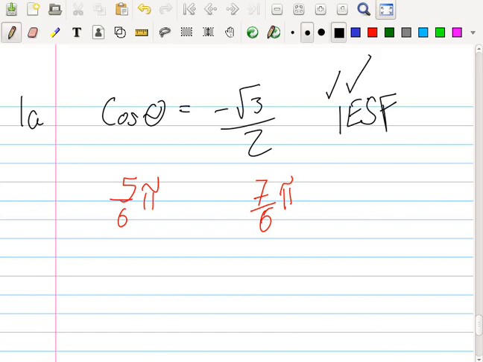Is there any simplifying I need to do here? Well, no, because it's just theta. It's not like 2 theta plus 5, you know? So this is already done. And then fix.